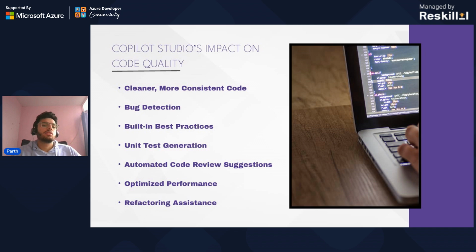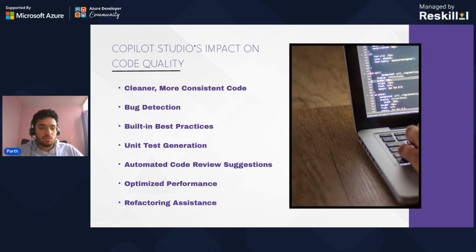So the next point is that we can have bug detection. Suppose you have written the code, but there are some little bugs, like you missed a semicolon or something, which can be very difficult to find, because in a large code base, just finding a semicolon is a really tedious task. So for bug detection, it can really help quickly.